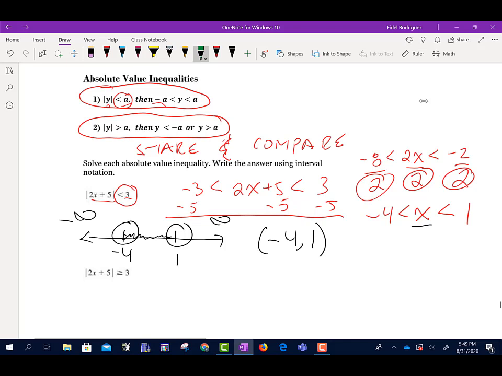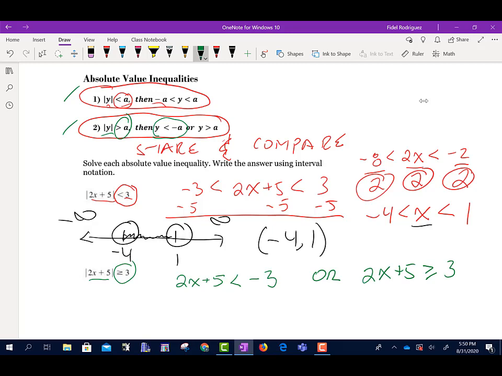Then when I look at my next problem, first thing I'm going to do is come to this part here and say, would I use number 1 or number 2? We would use number 2. Where my a is kind of like my 3 and my y is my 2x plus 5. So look at the first part. It says y, which in this case was 2x plus 5, is less than, in this case, negative a or negative 3. And then it has the word or. 2x plus 5 is bigger than or equal to positive 3.